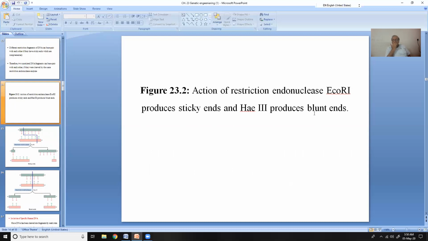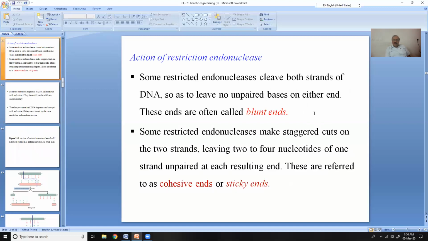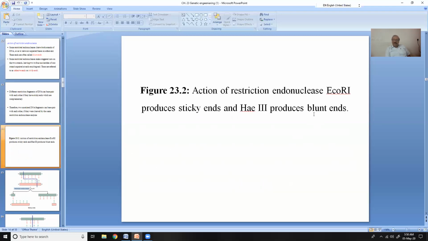Regarding the action of restriction endonucleases: EcoR1 produces sticky ends, and HaeIII produces blunt ends. They are two restriction endonucleases. HaeIII produces blunt ends, EcoR1 produces sticky ends. Blunt ends leave nothing unpaired, and sticky ends are those where there is a possibility to add 2, 3, 4 or 5 more nucleotides; otherwise they are blunt.